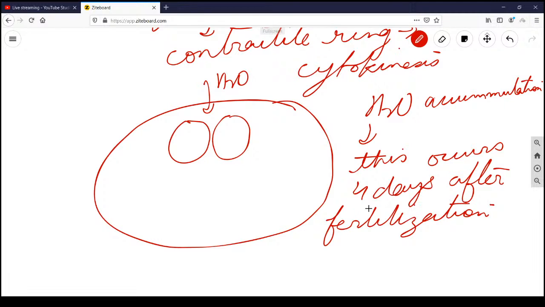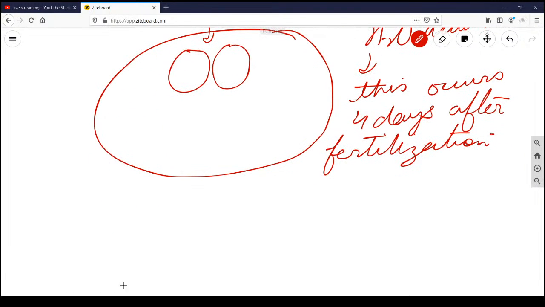So this occurs 4 days after fertilization, and is known as cavitation, very very important. Cavitation is the intake of water into the space between the blastomeres. Now what it will do, it will result in a fluid filled space known as the blastocoele or blastocyst cavity, and convert those blastomeres, that you can say morula, into the blastocyst stage.